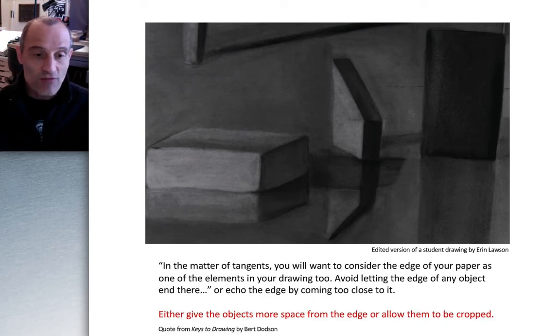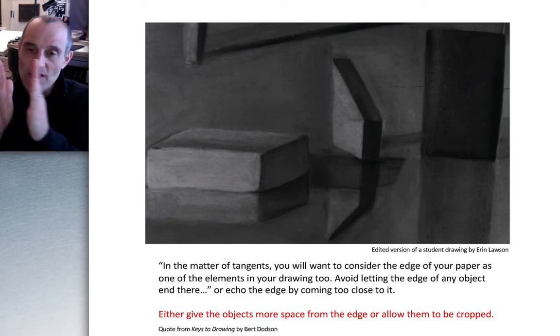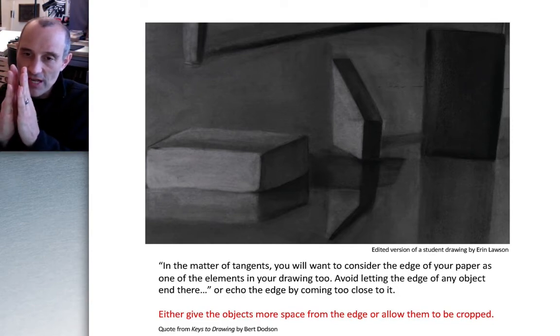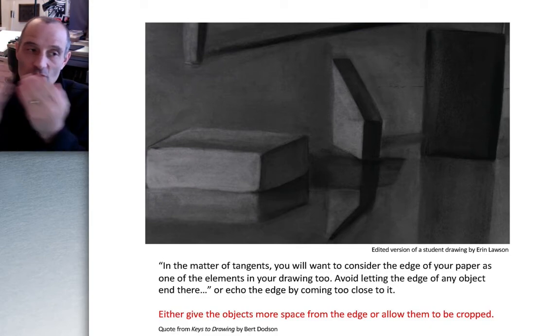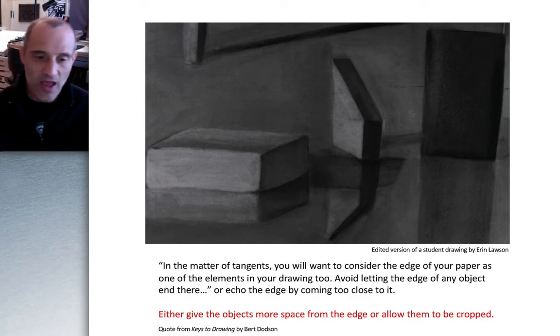So how do we solve this in this case? We'd either give the objects more space so they don't come quite so close together or touch that edge, or we'd crop them out so the edge feels like it's going off the page. Either way relieves that tension.